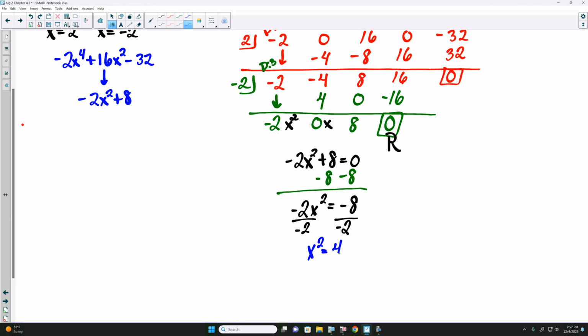And lastly, we can take the square root of both sides, telling us x is equal to 2. But whenever we take the square root of both sides, we need to add the plus or minus. So it's telling us x is also 2 or negative 2.